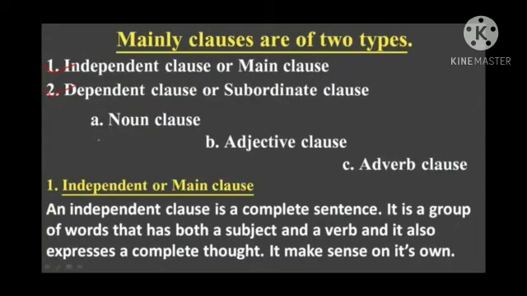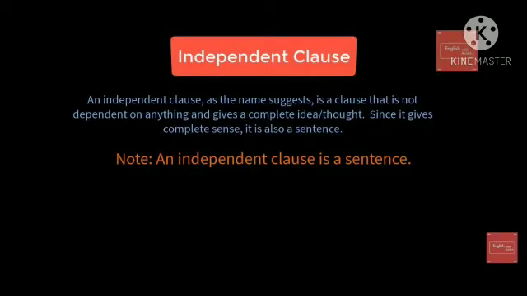Mainly, clauses are of two types: independent clause or main clause, and the second one is dependent clause or subordinate clause. Dependent clauses are divided into three types. They are noun clause, adjective clause, and adverb clause. Now we are going to see independent clauses.